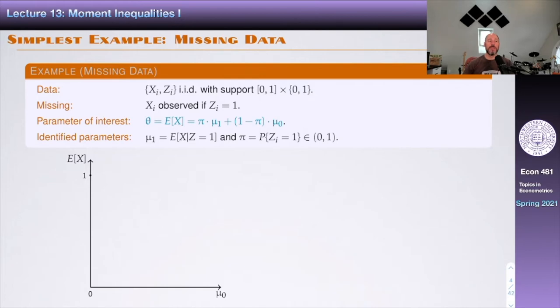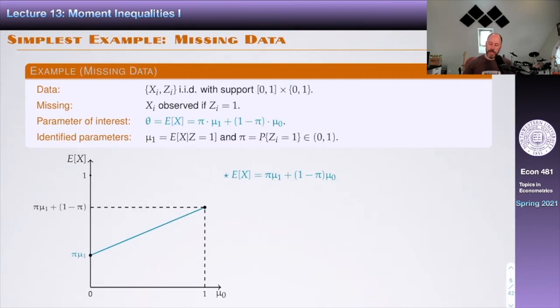Here, if we do a plot, we put the object that we want, which is theta, on one axis, and the object that we don't know anything about, which is mu 0, on the other. Remember, mu 0 is the expected value of X given Z is equal to 0. When people don't respond, we have missing observations and no idea what that mean could be. By the relationship at the top, the relationship between what we don't know and what we want is linear and simple. If mu 0 is 0, then theta is just pi times mu 1. If you take mu 0 all the way to 1, theta is pi mu 1 plus 1 minus pi. For any other intermediate value of mu 0, theta takes values in between.